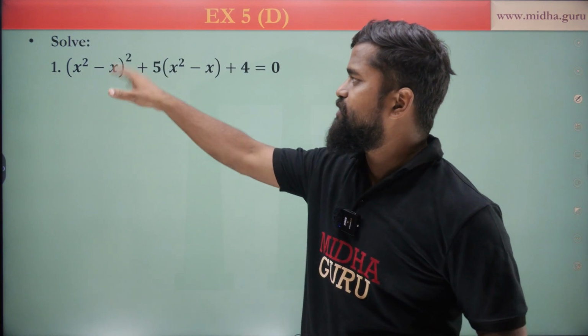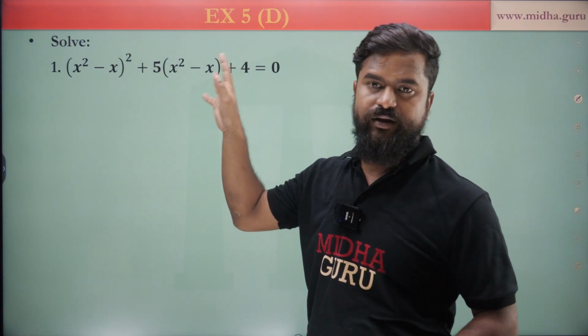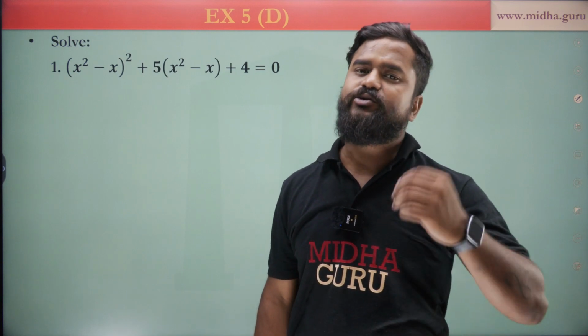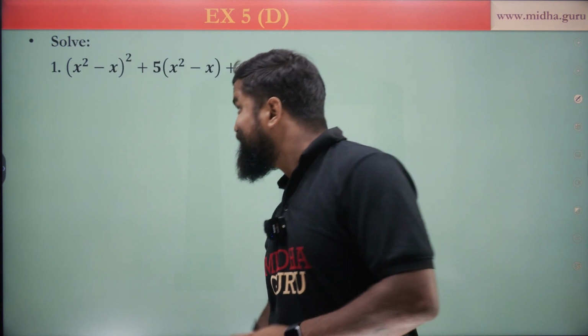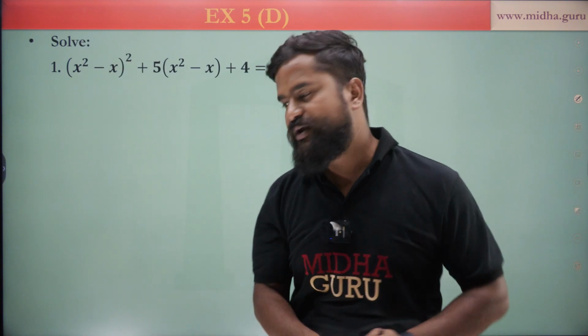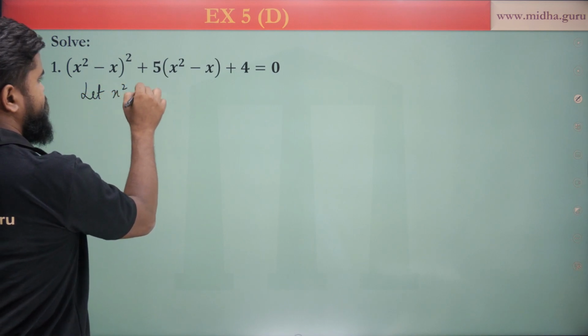Now see, it is (x² − x)² + 5(x² − x) + 4 = 0. So what we are going to do is, like the question earlier, we took x² to be y. Here we'll take this entire expression x² − x to be y. What use is it, you ask me? Let's see. Just see, x² − x is equal to y.